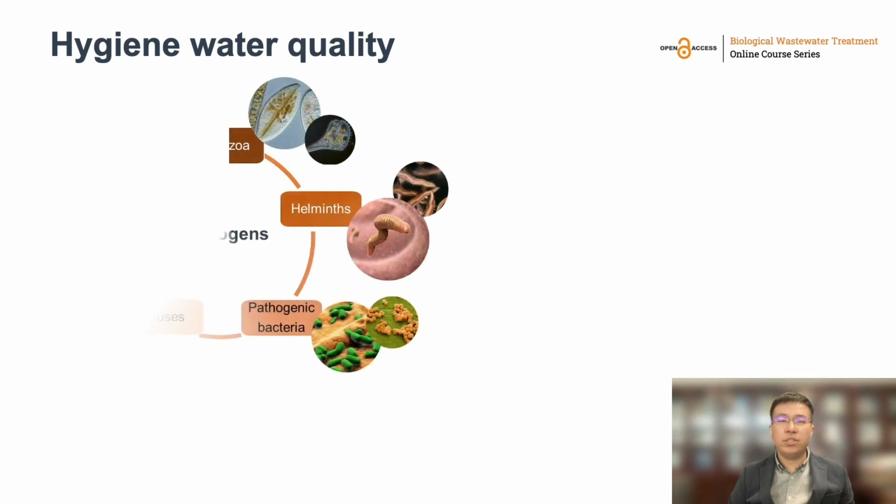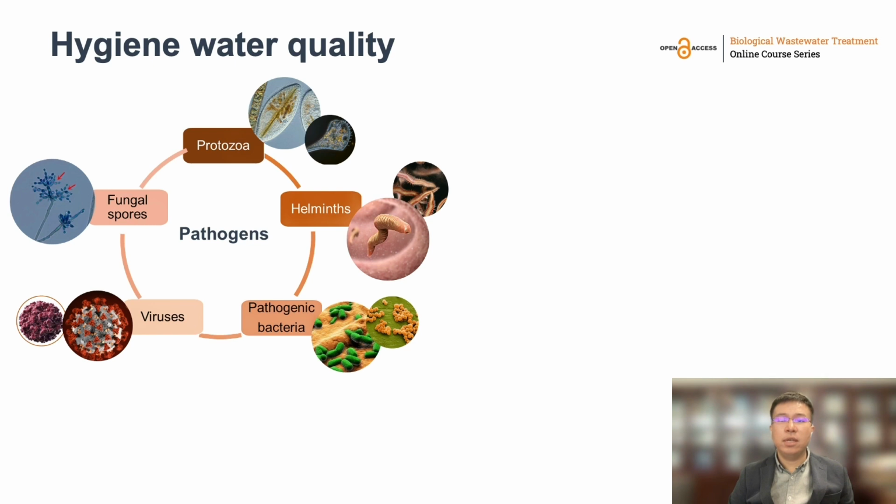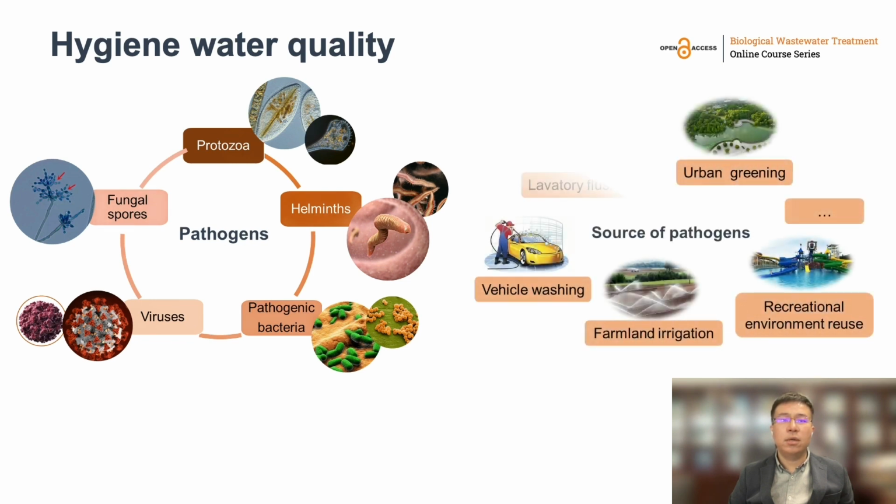The presence of pathogens is of primary concern in wastewater reclamation and reuse for the purpose of, for example, lavatory flushing, vehicle washing, urban greening, recreational environmental reuse, and farmland irrigation. Pathogens that affect hygiene water quality cover a wide range of protozoa, helminths, fungal spores, pathogenic bacteria such as fecal coliform and enterococci, and viruses such as enterovirus, adenovirus, and norovirus.